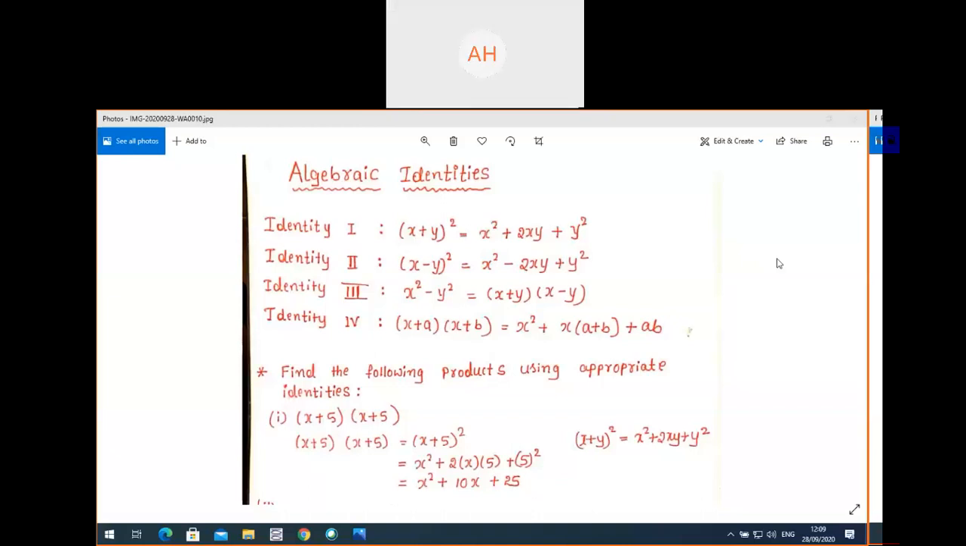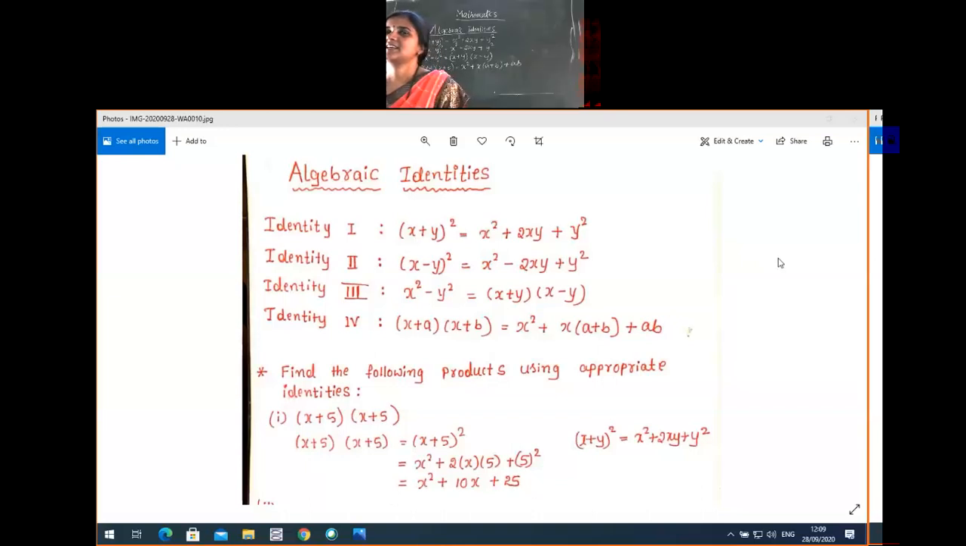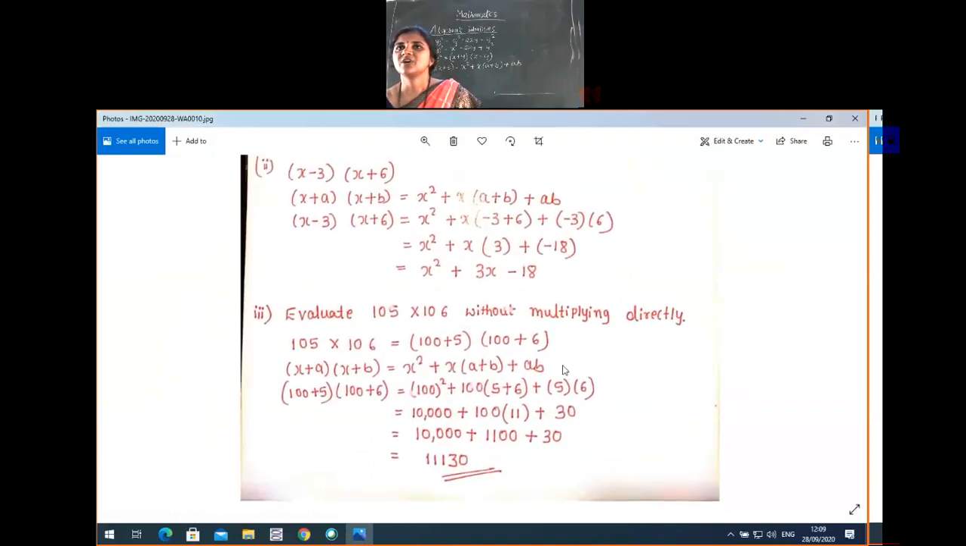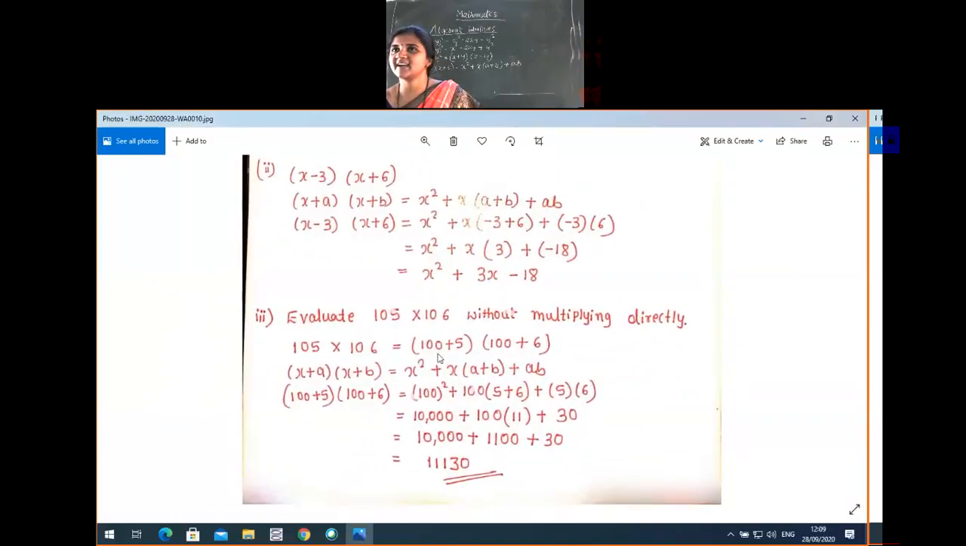We can write 100 plus 5 bracket 100 plus 6. Yes. Therefore, this is in the form of x plus a into x plus b. Okay. So, yes, we will continue this one. In place of x, what is there? 100 is there. In place of a, 5 is there. In place of b, 6. So, now write the identity. Very, very important while solving the problem. In one step, you have to write the identity. Otherwise, you will lose the marks.